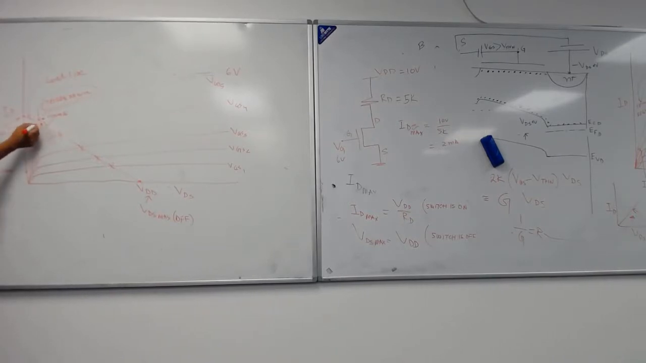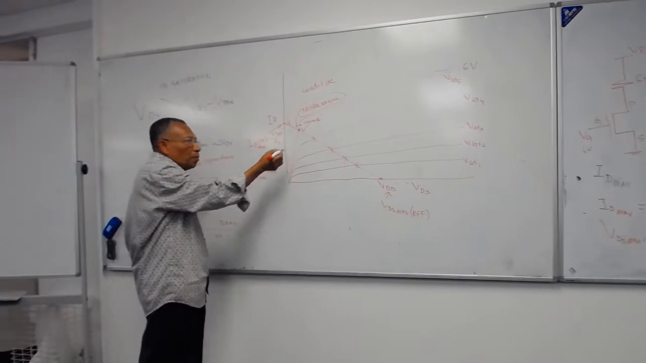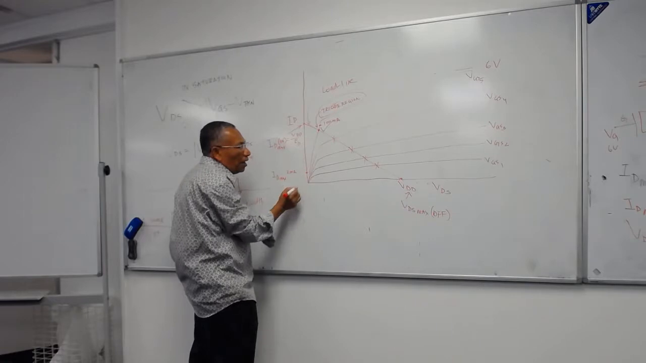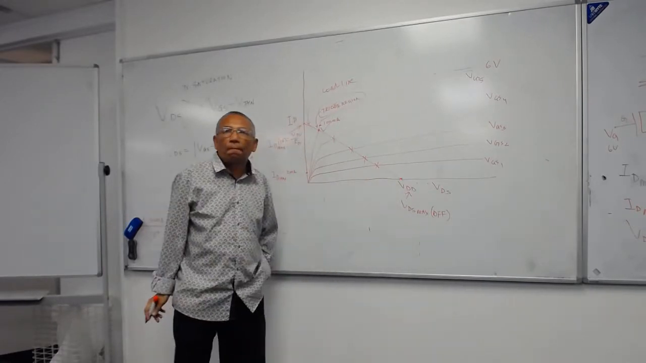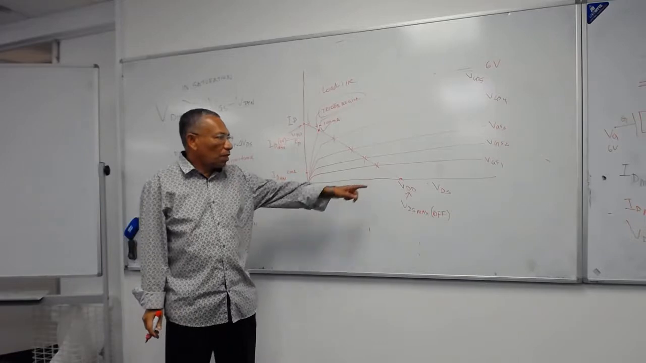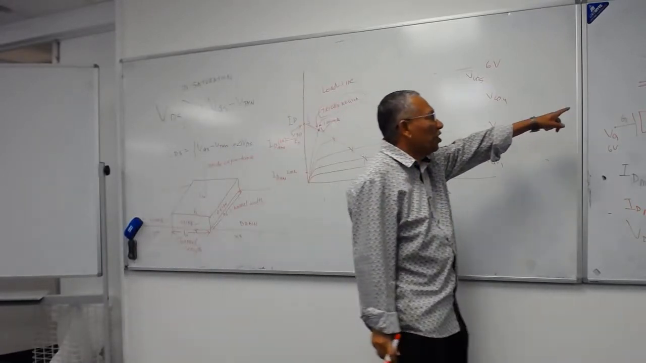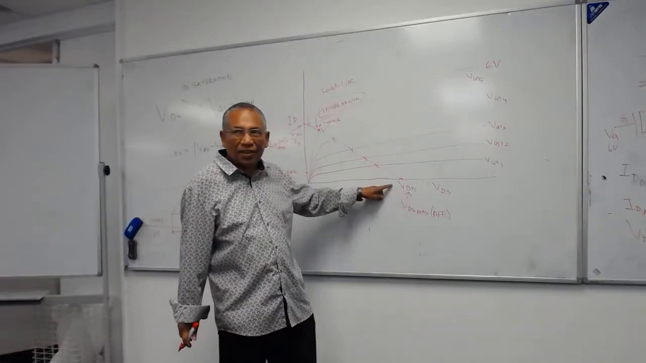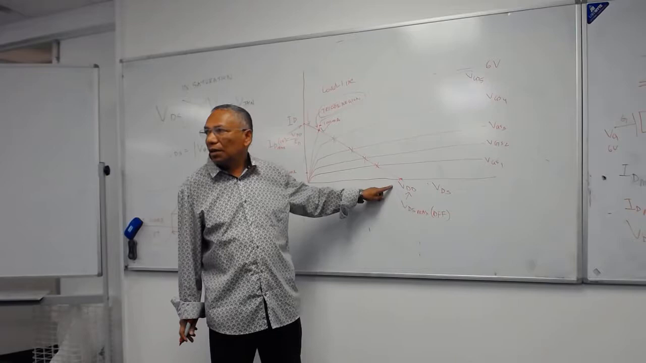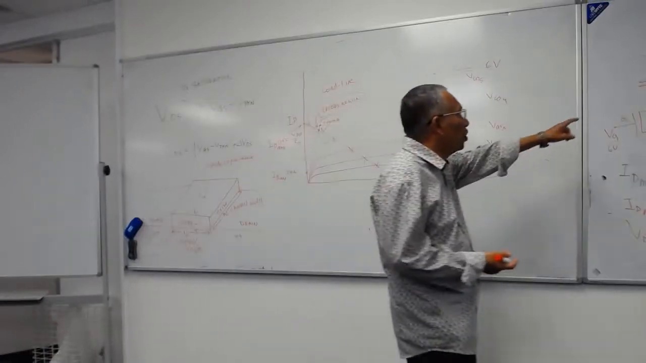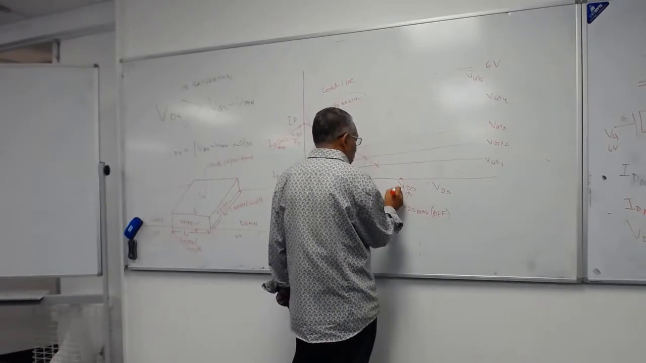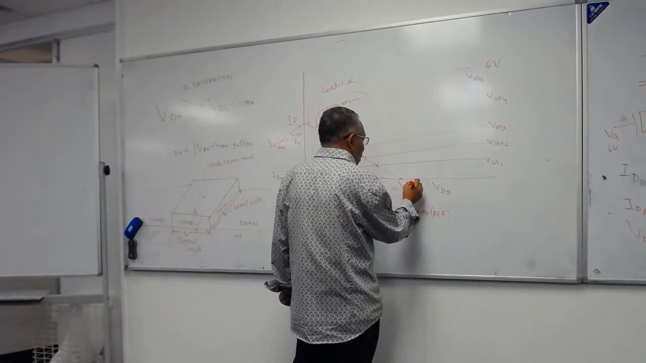Because this is 100, it's not up to scale, but if this is 100, 2 cannot be here, isn't it? 2 must be far down. So this is one point here, and does this point change? If you change this resistance, does the point on the x-axis change? It doesn't change, still continues to be VDD. VDD is 10 volt. So you have 10 volt here, you have 2 milliampere, so now your line will be like this.